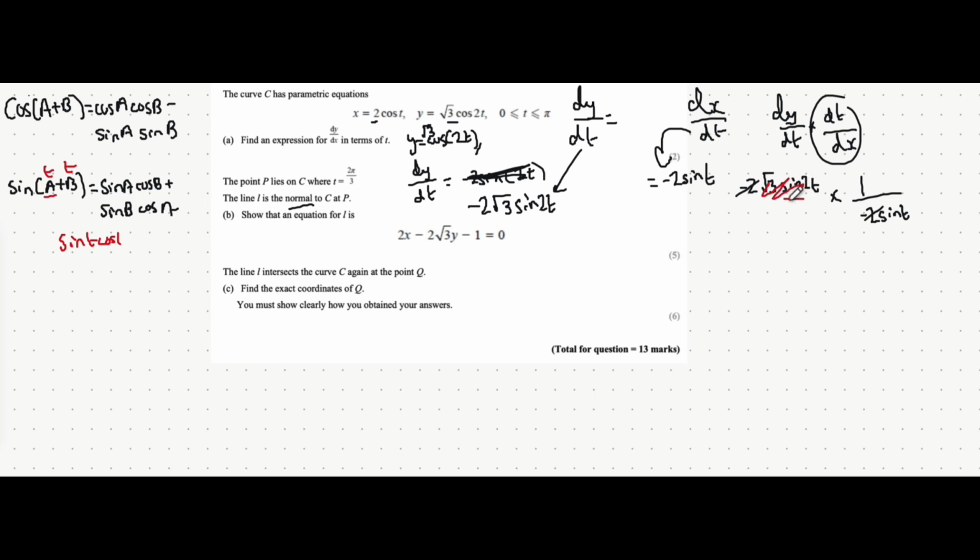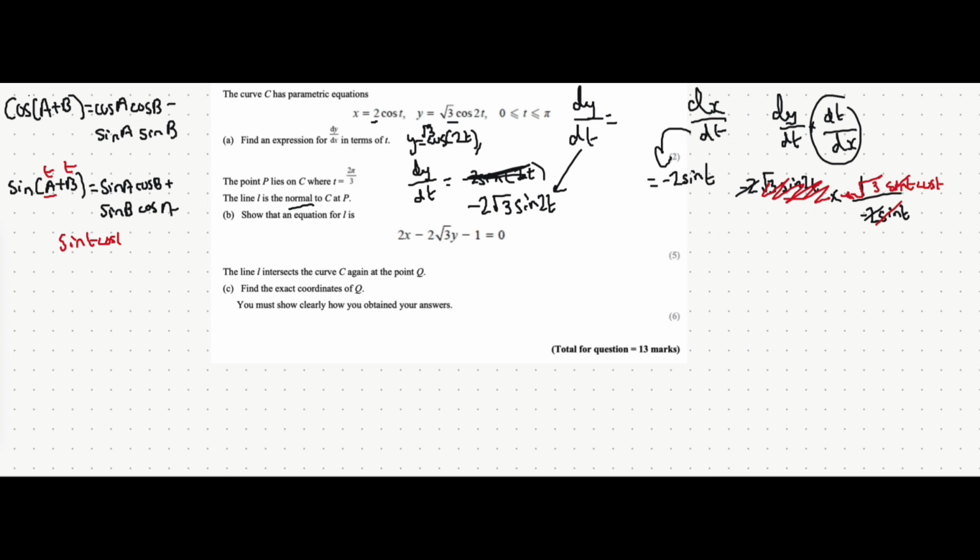So we have root 3 sin t cos t all over sin t. Remember, we've already cancelled out the minus 2. Here we can now cancel out the sin t's and we're left with root 3 cos t. Is that a minus? No, it isn't. I'm sorry, it looks like a minus. So yes, we're left with root 3 cos t, and that's your expression for dy/dx.